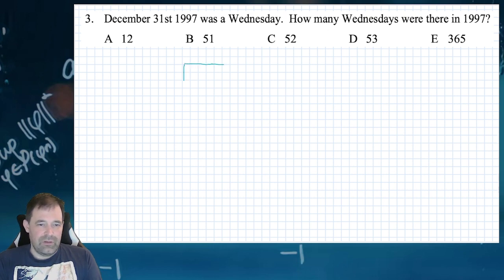If we do 365 divided by 7, we get 52, remainder 1. So there's 52 weeks and 1 extra day. So the 1 extra day is going to be this Wednesday here, and then there's going to be 52 other weeks which all have a Wednesday. So I think there's going to be 53 Wednesdays.